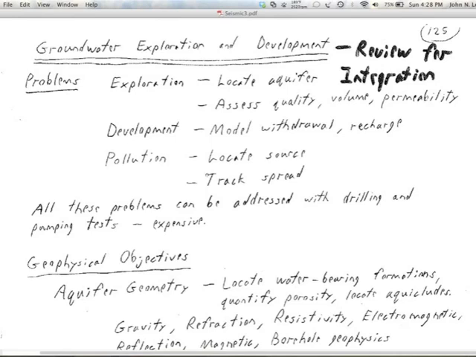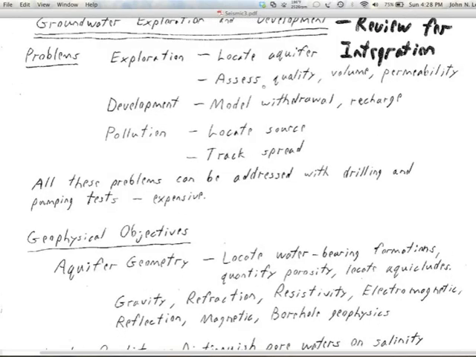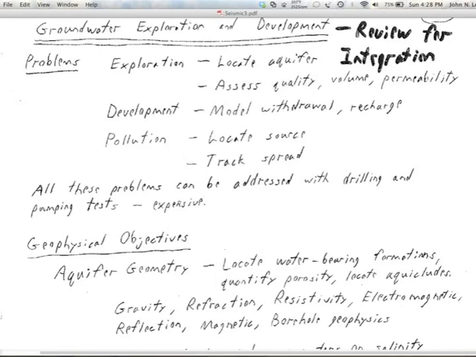And then there are problems of pollution control. You want to locate any sources of pollution. You want to be able to track the spread of any pollution plumes. Now, traditionally, all of these problems got addressed with expensive drilling and pumping tests. You can drill and locate an aquifer. You can assess directly the water quality, you can make some guesses about volume, and you can measure permeability. And you could put that all into an aquifer model with more guesses, from further wells that tell you something about the extent of the aquifer. You can model withdrawal and recharge.